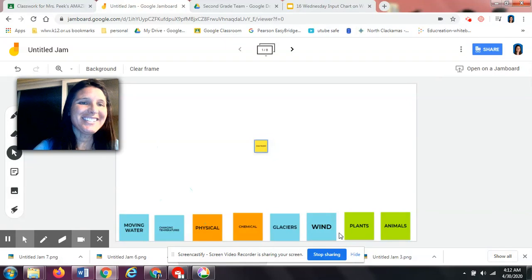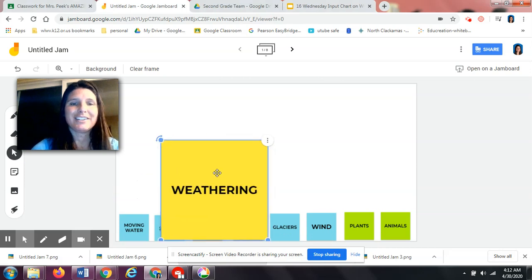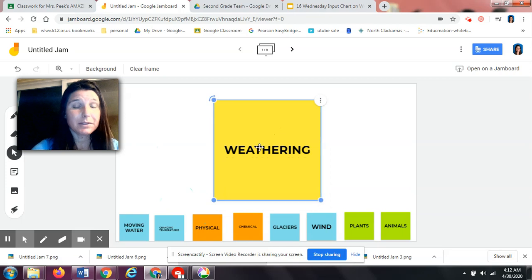Hello, second graders. Today I want to talk to you about the powerful forces that can change the shape of our Earth. And if you remember back to the last Mystery Science that we watched, you'll know that the processes of rocks breaking down is called weathering and erosion. So today we are going to take a closer look at this idea of weathering.